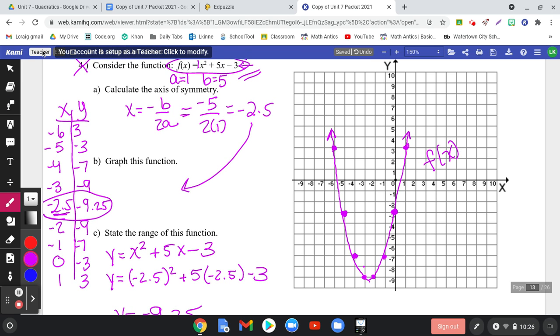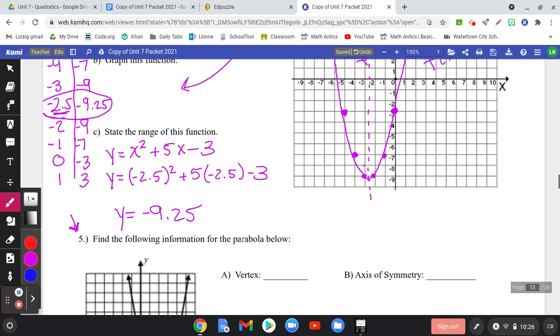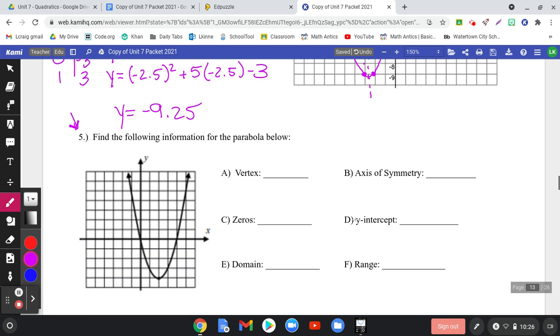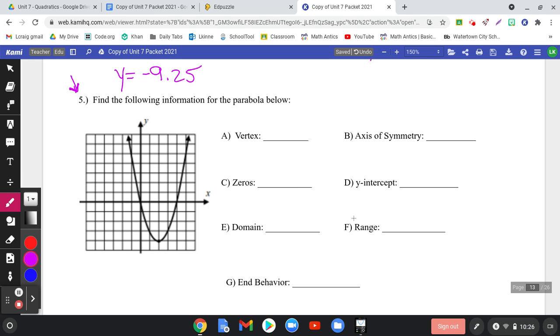And you'll see right here is your axis of symmetry. X equals -2.5. Always halfway between everything. All right, last question. A little bit more basic. Your vertex is another name for your turning point. All right, so that's down here at 2, negative 4.